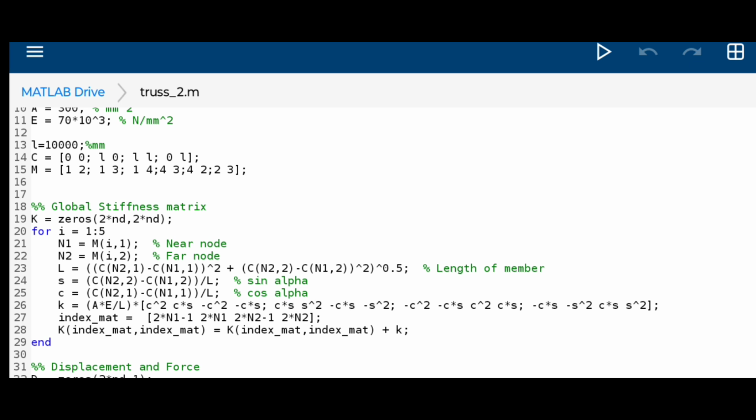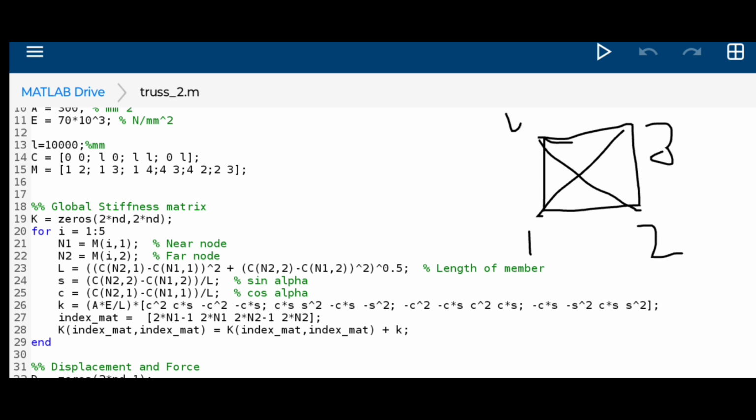This is very important, you need to understand this very well. So node 1 is connected to nodes 2, 3, 4. So node 1: 1-2, 1-3, 1-4, 4-3, 4-2, 2-3. Now I think you will get this.